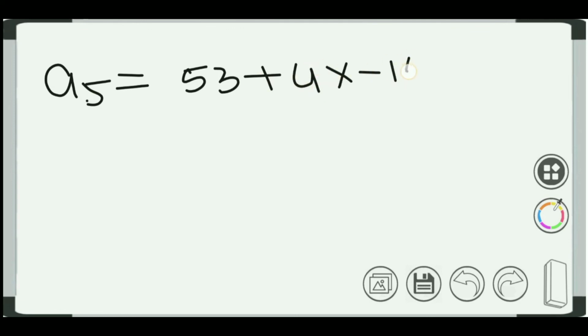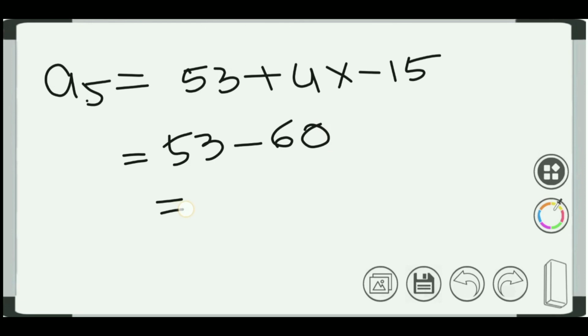Same way you can find the fifth term. A5 is equal to 53 plus n is 5. 5 minus 1, 4. 4 into minus 15. What is 4 into minus 15? Minus 60. 53 minus 60, minus 7. So you found the first term, third term, fourth term, fifth term.